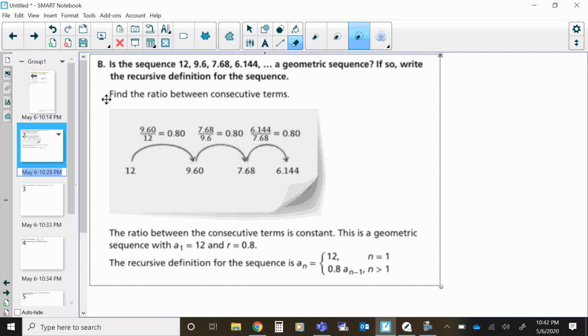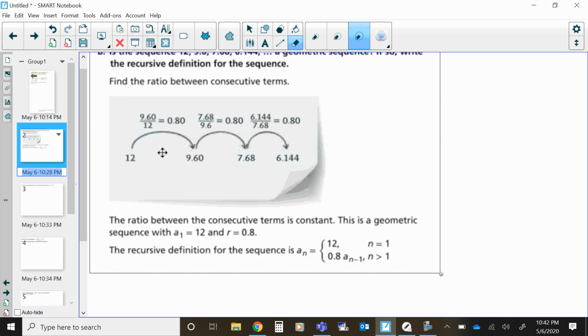All right, so in this sequence, we have these numbers, and they want to know, is this a geometric sequence? Remember, it has to be the same number each time that you're multiplying by. So if this number times something gets you to 9.6, you can take 9.6 and divide it by 12 and find out what number that is, and it's 0.8. You can then take this one, divide it by that, and make sure it's the same number, which is 0.8. Do the same with this one, and you get 0.8. So yes, it is a geometric sequence because you're multiplying each time by 0.8.